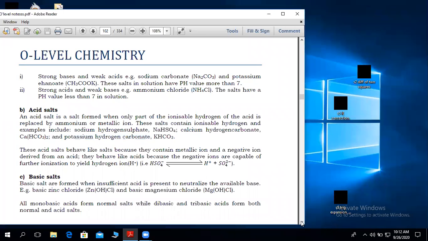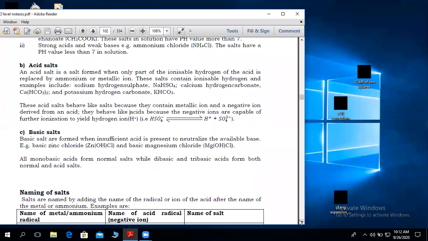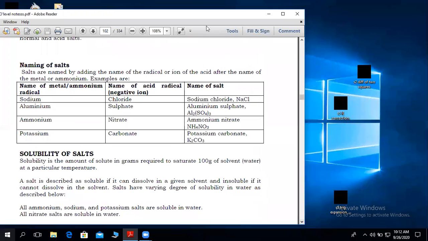So we only paid attention to these acid salts and normal salts, but we said we also have basic salts, although these ones we rarely give them attention. These ones, no, let us not give them our attention. So we continued there, and we looked at more examples of how we can name salts.